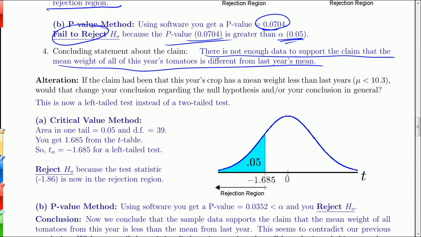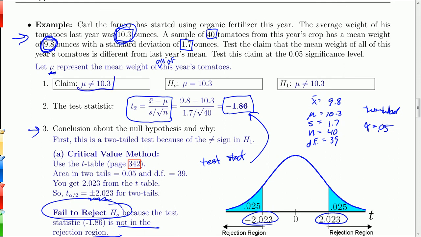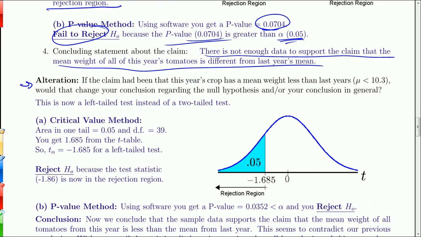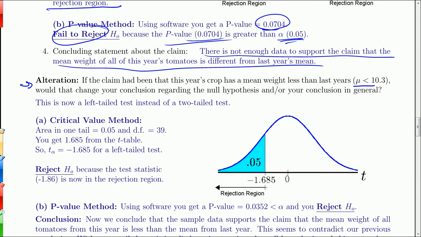Alteration: what we're going to do to this. Suppose instead of claiming that they weren't the same, my big concern is that they're actually smaller. My sample mean is actually smaller than last year's mean. So what if instead of claiming that they weren't equal, I claimed that the mean from this year was less than the mean from last year?